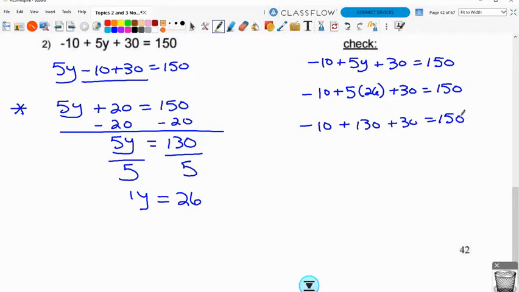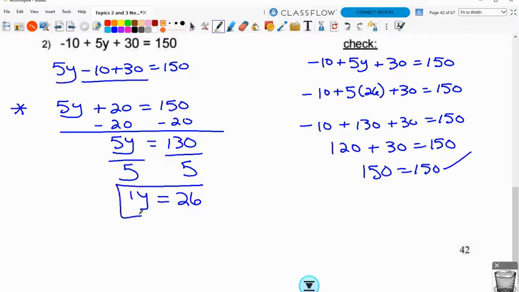And now we'll do our addition. Negative 10 plus 130 is 120. And then finally, when I add 120 with 130, I get 150. So 150 equals 150, which checks. And I know that y has a value of 26.